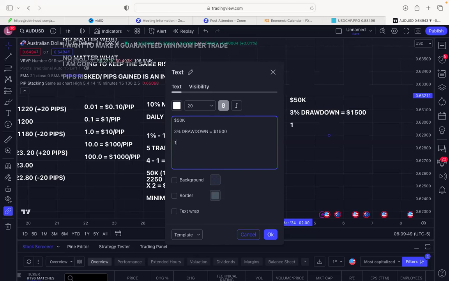So let's do the framework. So 1% per trade on a 50K account, you can literally take this information and use it. All right, take a screenshot. It's going to equal $500.